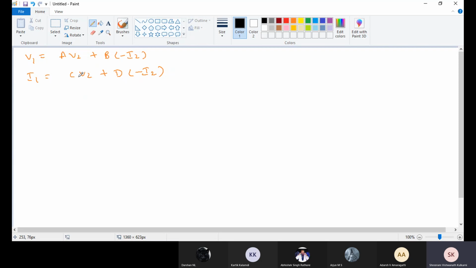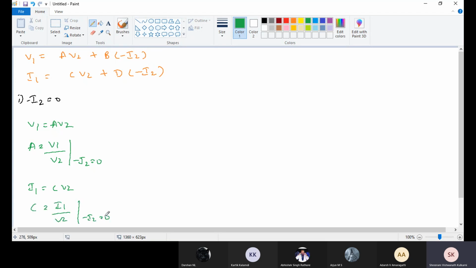Okay, first case, let minus I2 equal to 0. If I put minus I2 equal to 0 in the above equations, I get V1 equal to A V2. That is A equal to V1 by V2 when minus I2 equal to 0. Next, I1 equals C V2, so C equal to I1 by V2 when minus I2 equal to 0.